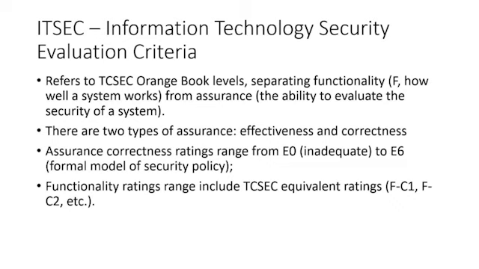Now, there are two types of assurance in ITSEC, effectiveness and correctness. Now, assurance correctness ratings range from E0 up to E6. So they have a different classification scale than we do. And then the functionality ratings are given with an F label, like FC1, FC2, FC3. So they have two different labeling systems, if you want to look at it that way, right? The functionality and the effectiveness.